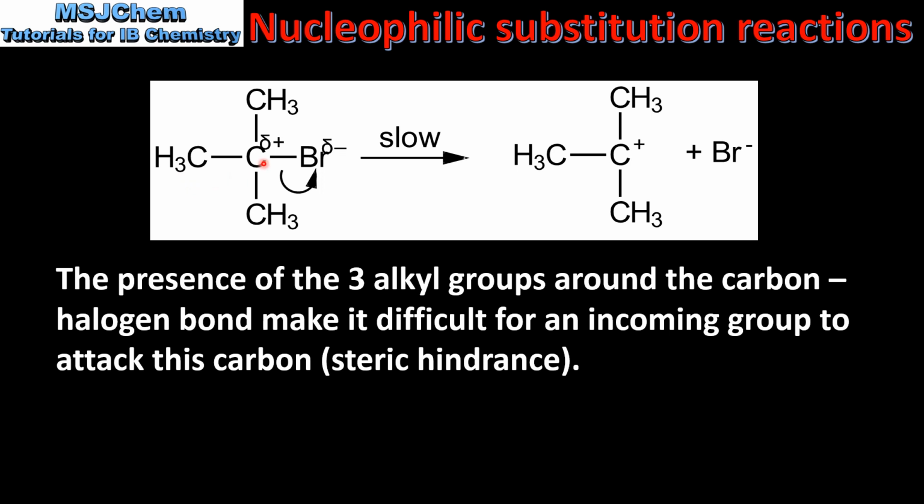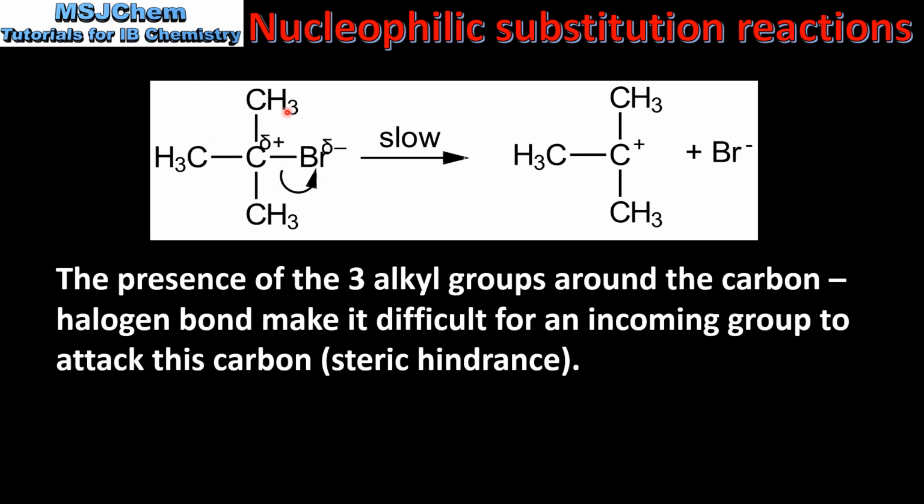2-bromo-2-methylpropane. Because of the difference in electronegativity between the carbon and the bromine, we have a polar bond with the bromine having a negative dipole and the carbon having a positive dipole. The curly arrow represents a movement of a pair of electrons.